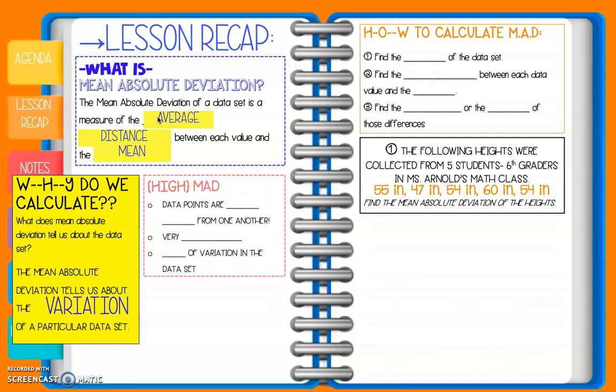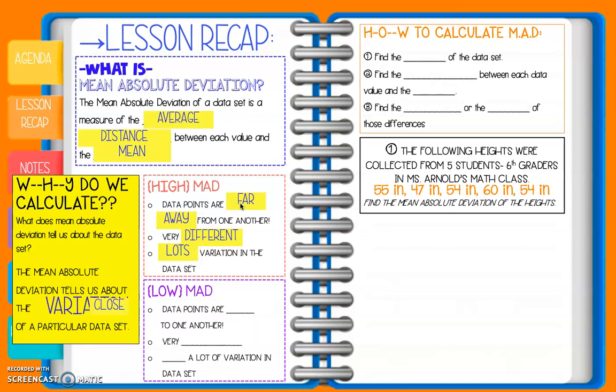Okay, so if there is a high MAD, or a high mean absolute deviation, that means that our data points are far away from one another. It means that they're very different, and it means we have lots of variation. So if that number is really, really high, it tells us that our data points are spread far apart. If we have a low mean absolute deviation, our data points are going to be close to one another. They're very similar, and there's not a lot of variation.